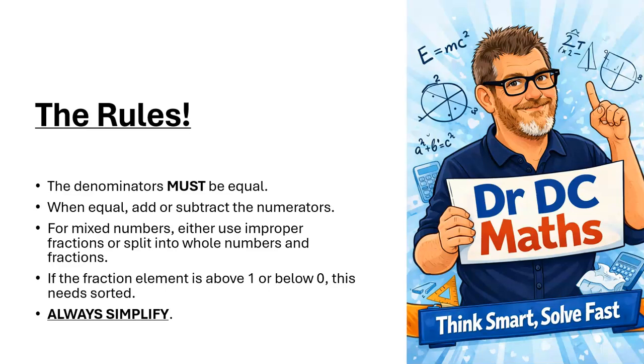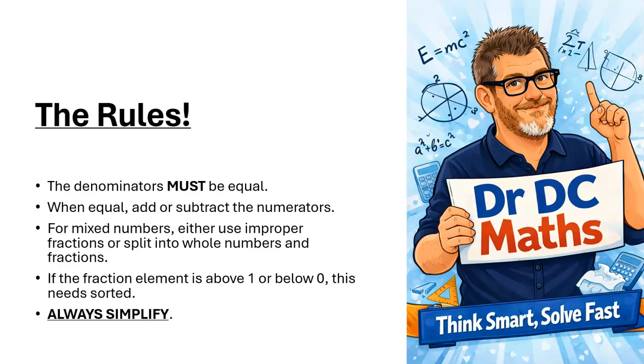So we have to remember the rules for this. Well, the rules are quite simple. Biggest one, denominators must be equal. We can't add or subtract a pair of fractions or mixed numbers if the denominators of the fraction parts are not equal. When the denominators are equal, we can add or subtract the numerators, because that's the key focus of where the operation is.